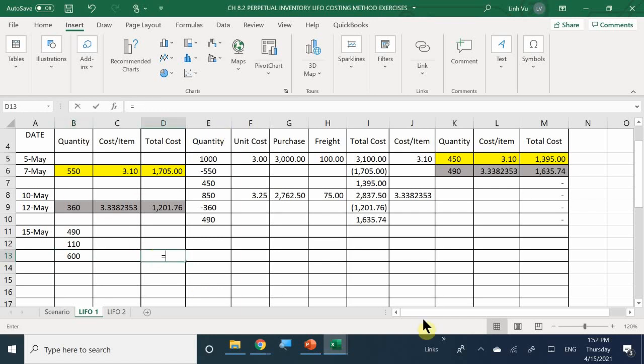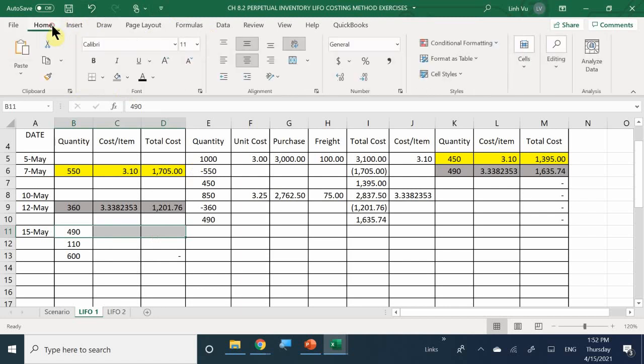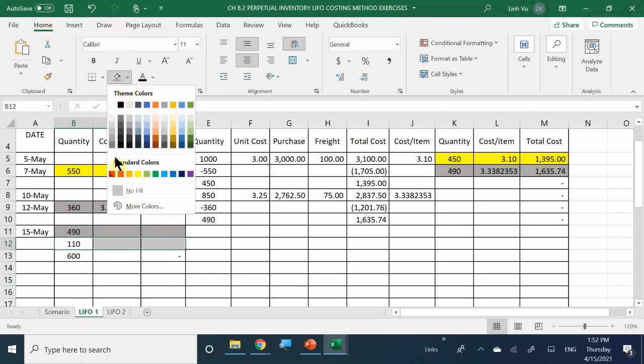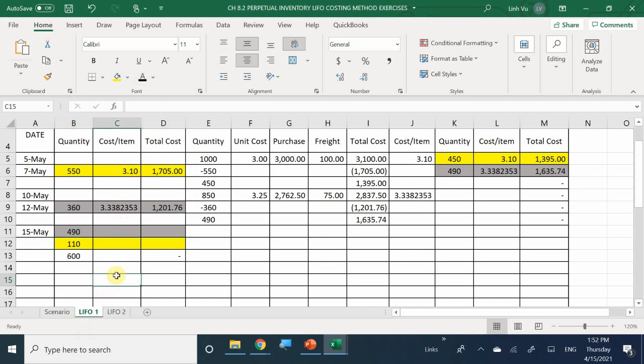Okay? So therefore, this is also going to be a formula. Once again, I'm going to highlight these colors so you know where they are coming from. This one's from my gray batch, and this one is going to be coming out from my yellow batch. So let's go ahead and get started. If I'm going to sell out my whole entire 940, how much is it going to cost me? $1,635.74. Yes, we know that for a fact if we're taking out the whole thing.